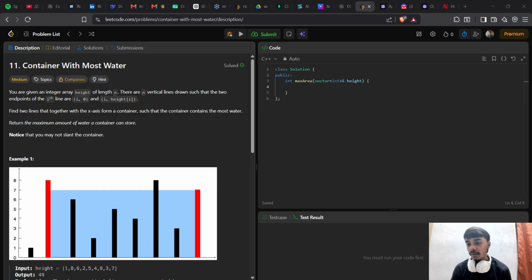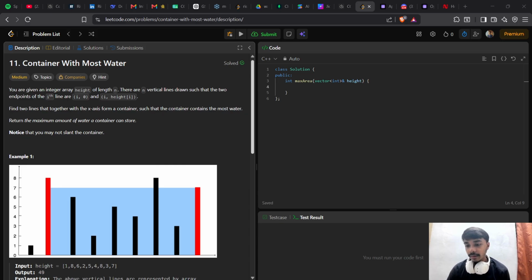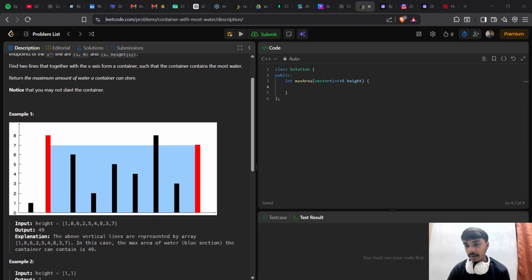So what the question says is we are given an array where each element represents the height of a vertical line. Two lines together form a container. Our task is to find the maximum amount of water a container can store. The example answer is 49, because the best container is formed between 8 and 7. So the area formula will be used.